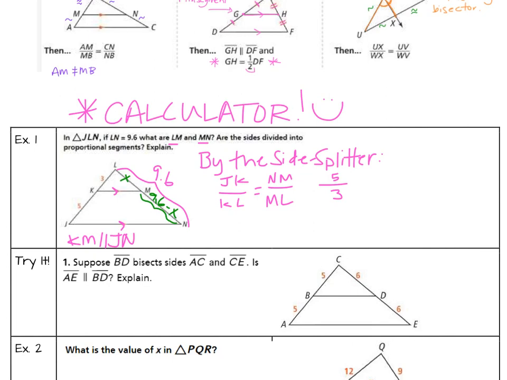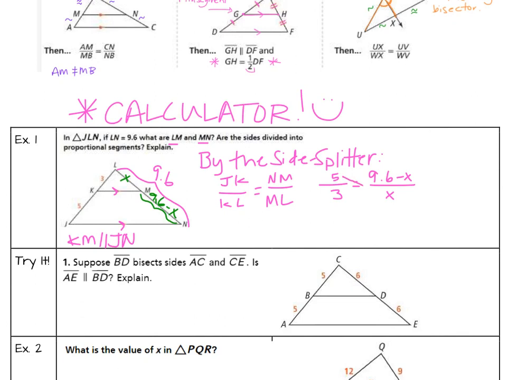All right, so in our proportion then, to keep it consistent with the side splitter theorem, NM is 9.6 minus x. And LM is just whatever x is. We have a proportion, and now we can cross multiply. Ooh, and we might run out of space, so make sure you have enough room to write this.